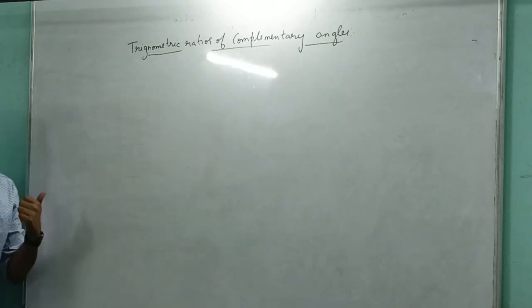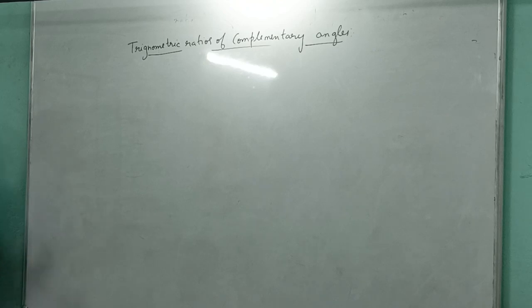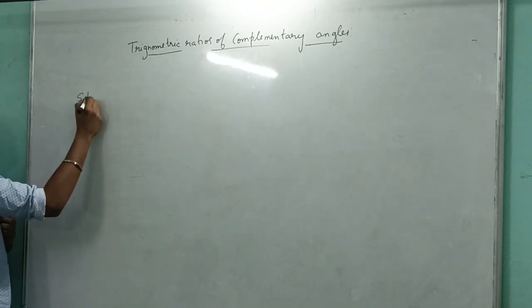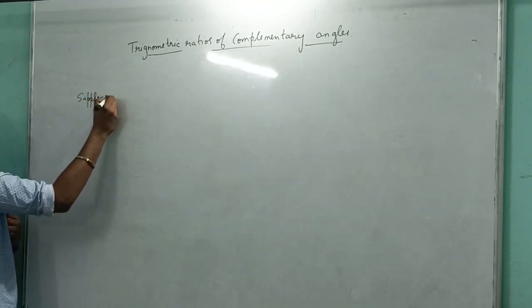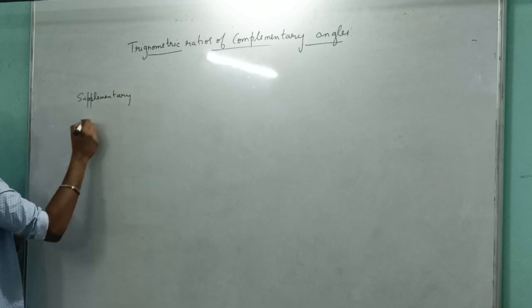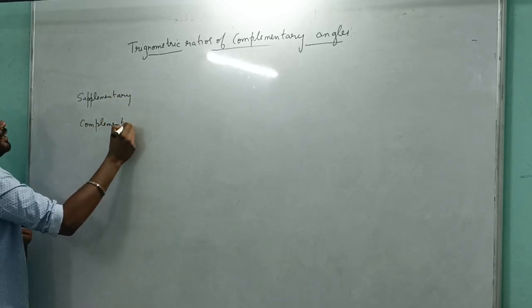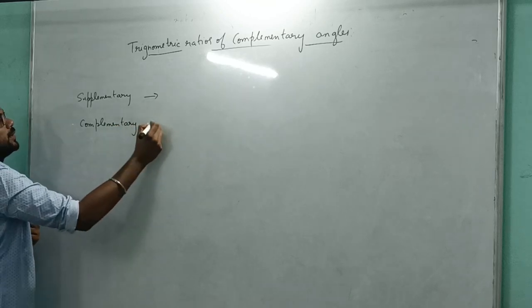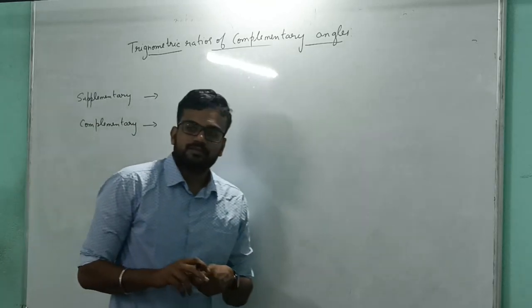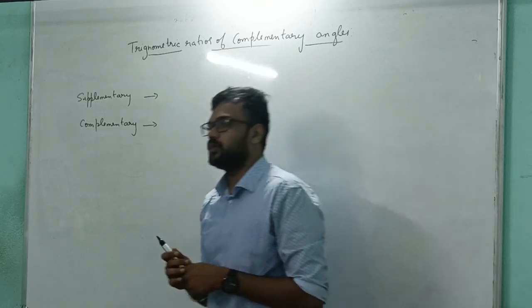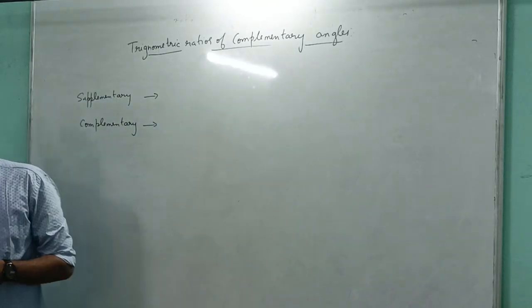So you might have studied this. There are two types of angles. We call them supplementary angles and complementary angles. What are these supplementary angles and complementary angles? When are two angles said to be supplementary and when are they said to be complementary?